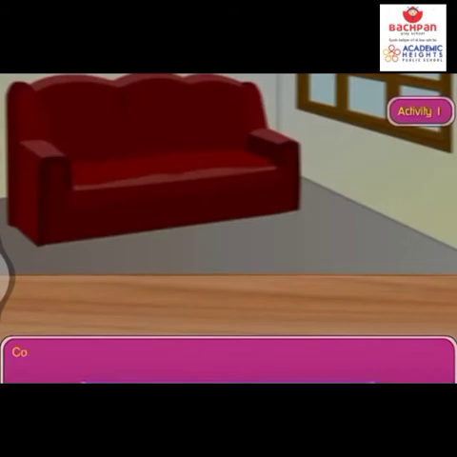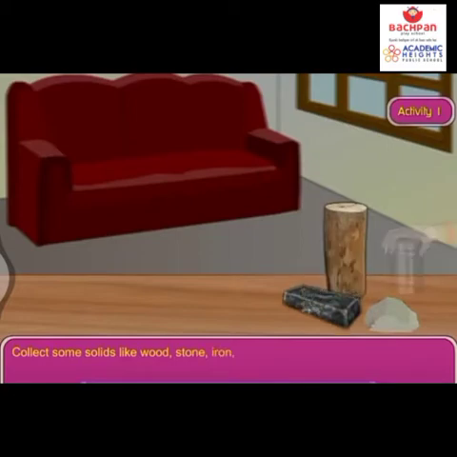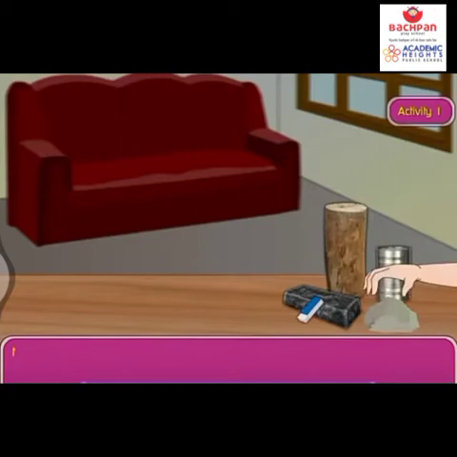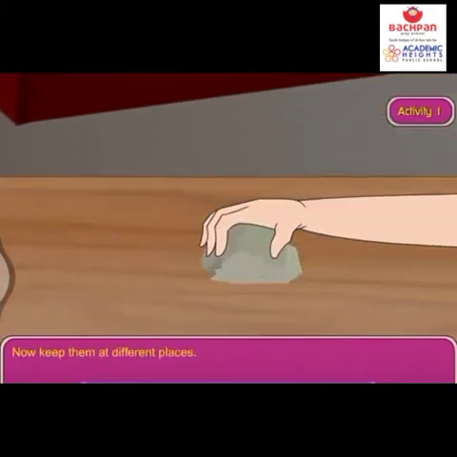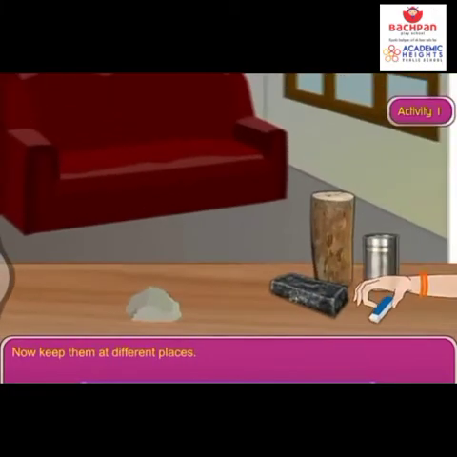Dear students, let's differentiate between a solid, liquid and a gas. Now let's see one first activity. Collect some solids like wood, stone, iron, tin and rubber. Let's place them at a distance now.